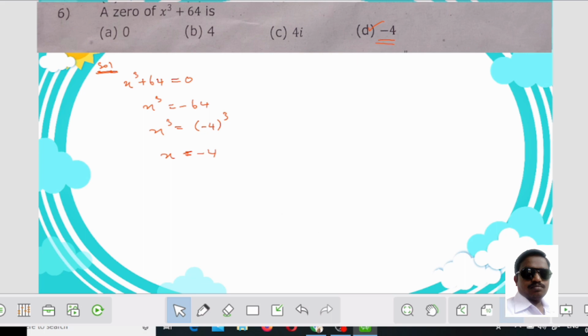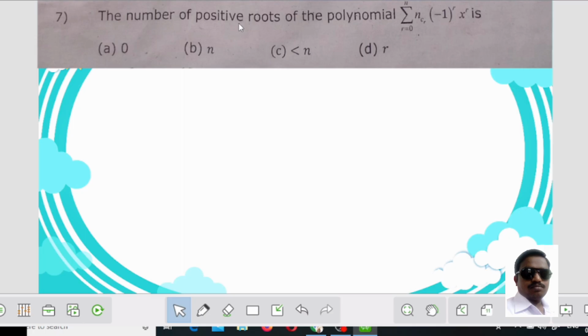The next question: the number of positive roots of the polynomial is. This type of question comes under the topic Descartes rule of sign. We know very well the number of positive roots will be equal to the number of sign changes in p of x. The number of sign changes will give us an upper bound for positive roots of a polynomial. To solve this problem, let us take the given expression as p of x.